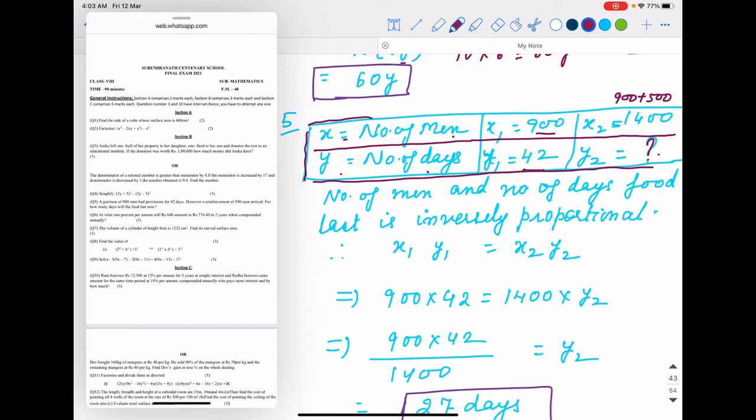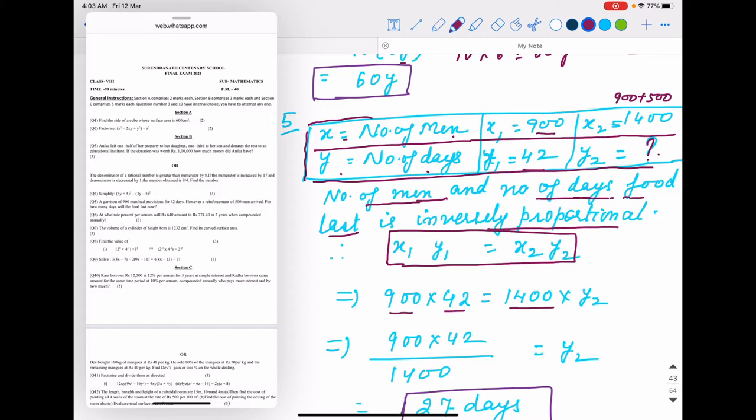So first we see whether it is a direct proportion question or inverse proportion. If the number of men increases, the number of days the food lasts will be less. That means it is inversely proportional. What is the formula? x1 y1 equals x2 y2. Now from the table we put the values. x1 is 900, y1 is 42, x2 is 1400, and y2 we have to find out.